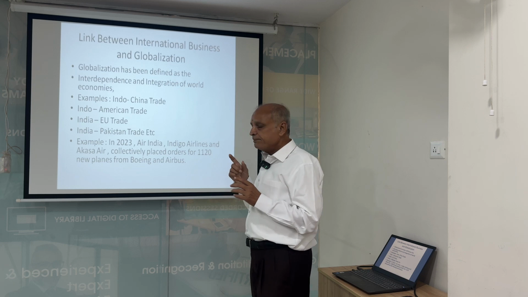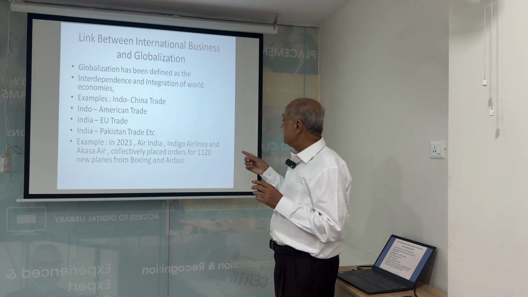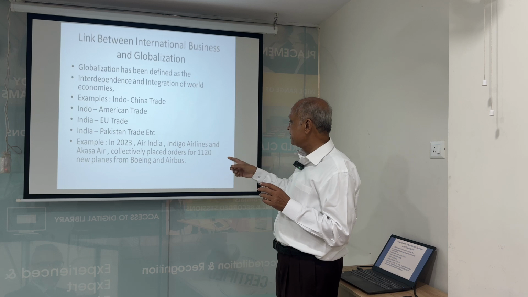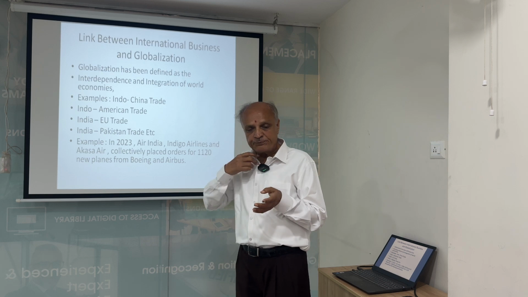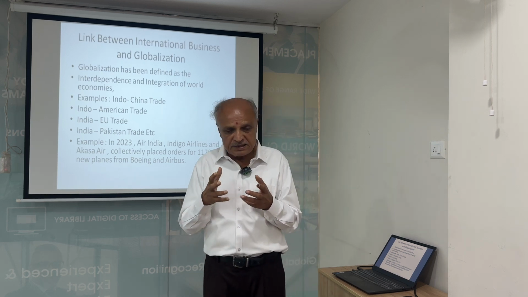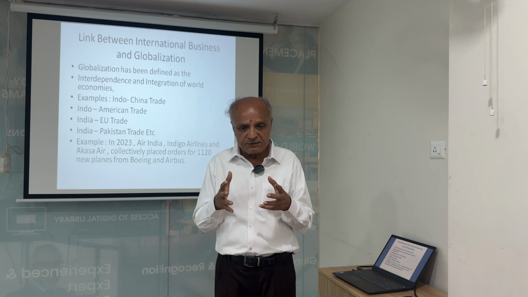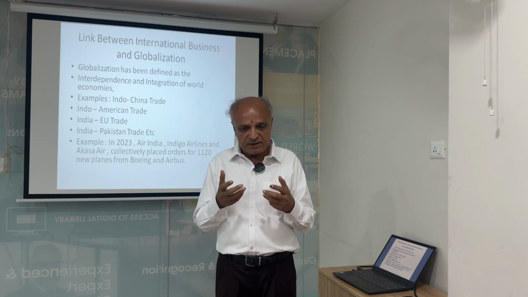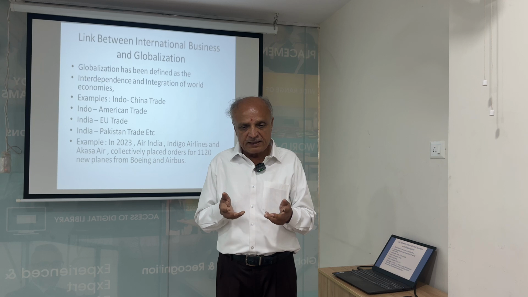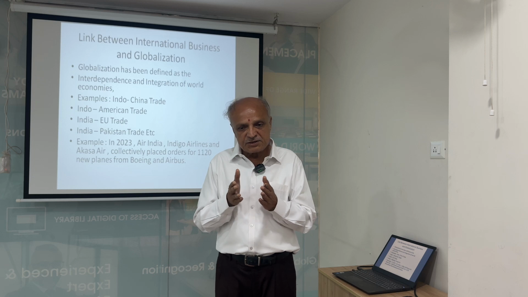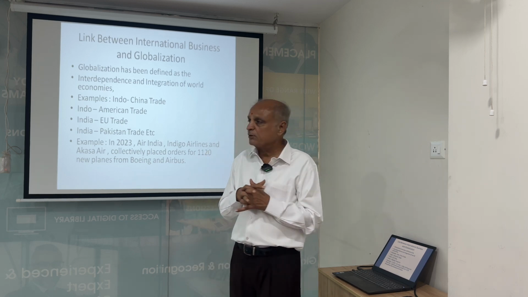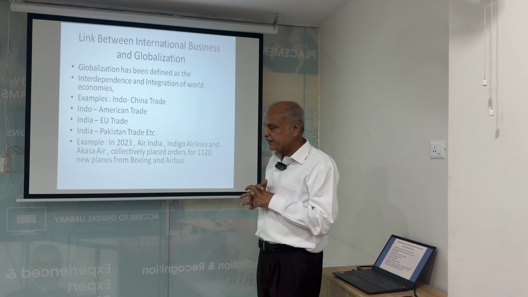Now I will quote a very important example of Boeing. Air India, Indigo Airlines and Akasa Air collectively placed orders for 1120 new planes from Boeing and Airbus. This led to integration and interdependence. So foreign airline companies are dependent upon India for generating orders for their planes. This is an example of interdependence and integration of the markets. When the integration and interdependence of the market takes place, it leads to globalization of world trade.